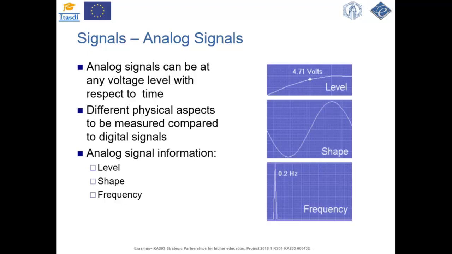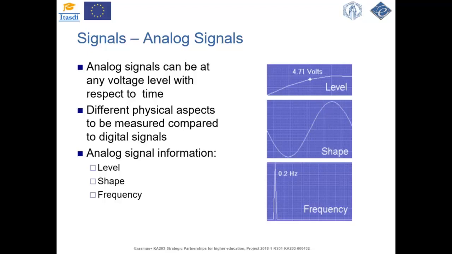So measuring the level of an analog signal is similar to measuring the state of a digital signal. The difference is that an analog signal can be at any voltage level, but a digital signal is either at a low or a high voltage signal. Then measuring the shape of the signal is often important because analog signals can be at any state with respect to time. So, for example, a sine wave has a different shape than a sawtooth wave.